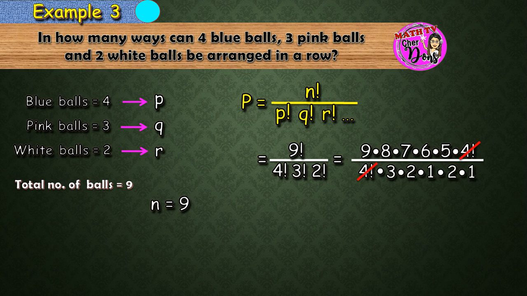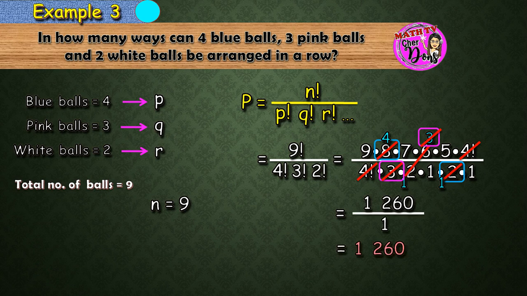Cancel out 4 factorial. 6 and 2 share a common factor of 2. 6 divided by 2 is 3. 2 divided by 2 is 1. Then, cancel out 3. 8 and 2 share a common factor of 2. 8 divided by 2 is 4. 2 divided by 2 is 1. We are left with 9 times 4 times 7 times 5, which will give us 1,260. Divided by 1, it is equal to 1,260. Therefore, there are 1,260 ways to arrange the balls in a row.